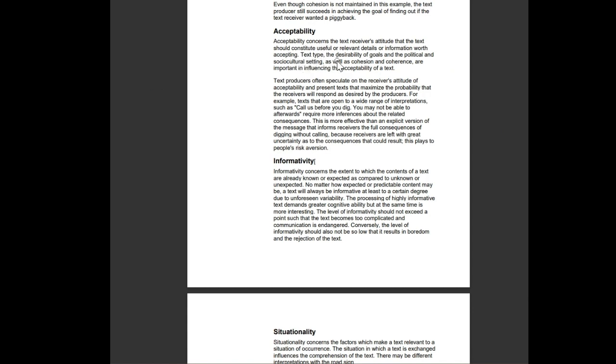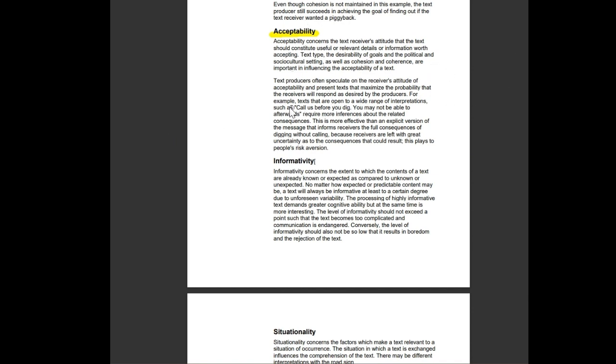Subtext type, the desirability of goals, and the political and social setting, as well as cohesion and coherence, are important influences on the acceptability of a text. The producers often speculate on the receiver's attitude and observability, and present texts that maximize the probability that the receivers will respond as desired by the producer. This is usually used by people who work in marketing, even by politicians.